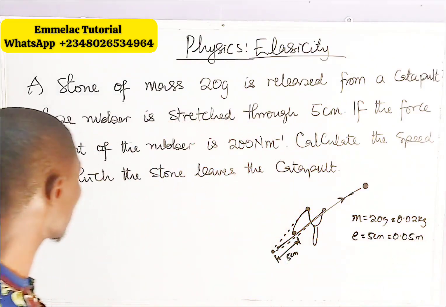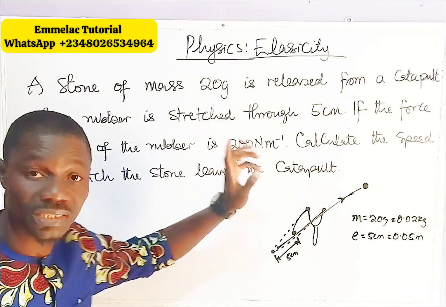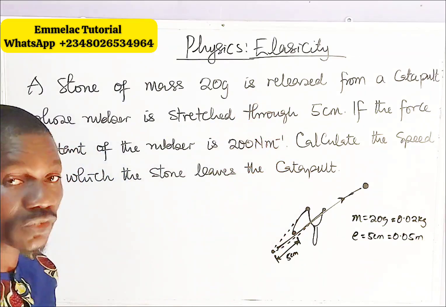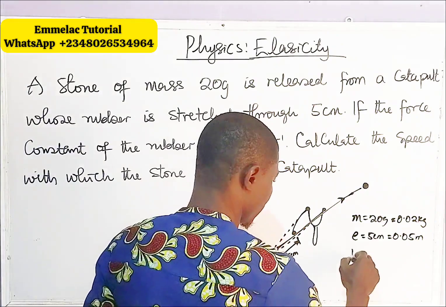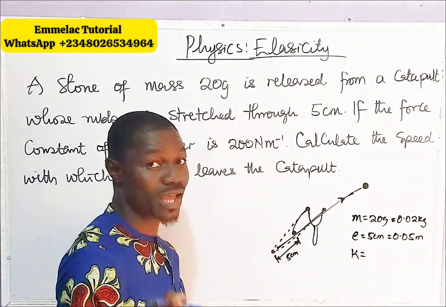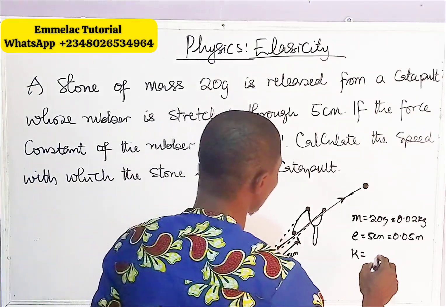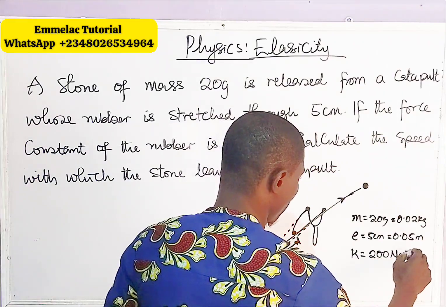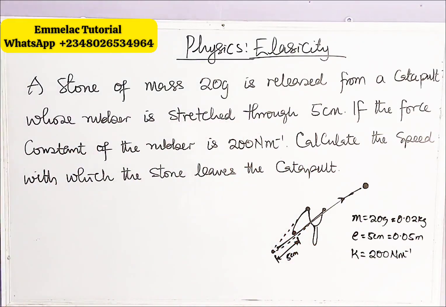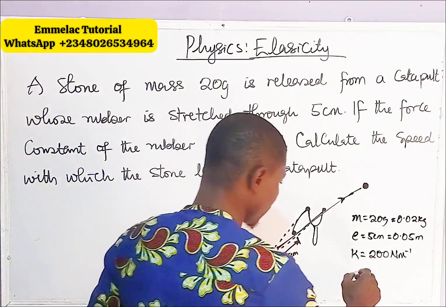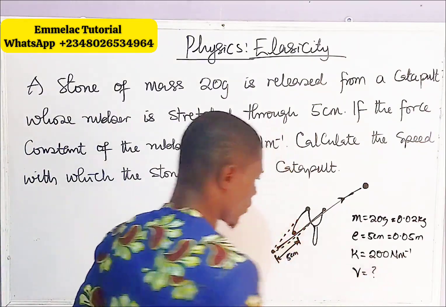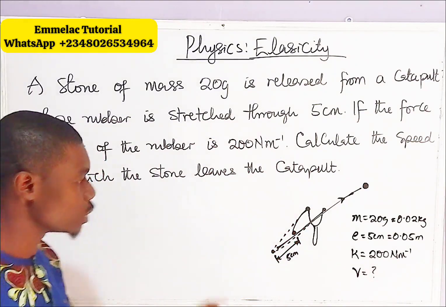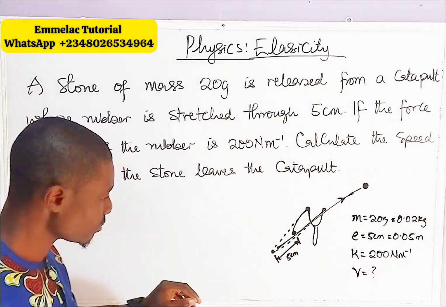Is there another thing we need to look at? Okay, the force constant, since it is under elasticity, the force constant is given as k. Sorry, elasticity and not electricity. So here we have 200 Newton per meter. Okay, and we are told to find the velocity. Okay, now here is the twist in this question.